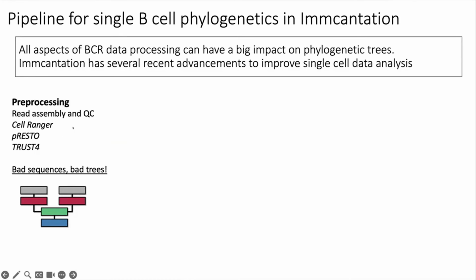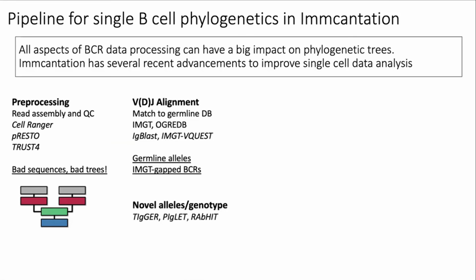So the first step in B-cell analysis is pre-processing, which is read assembly and quality control. And this is normally done with Cell Ranger, Presto, or Trust4 if you're using RNA-seq data. And this is really important because bad sequences will give you bad trees. So it's really important to do good read assembly and good quality control.